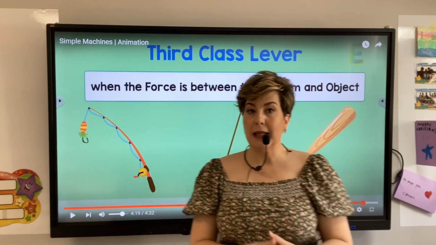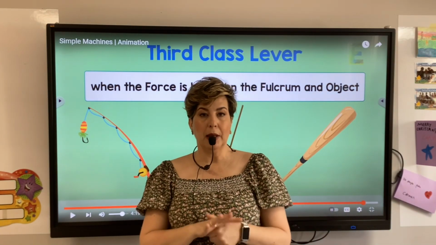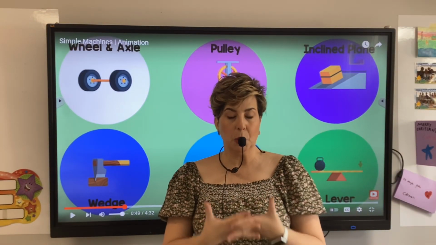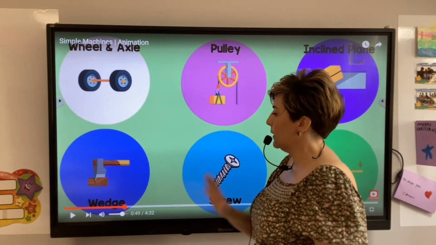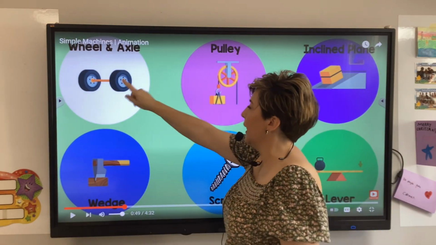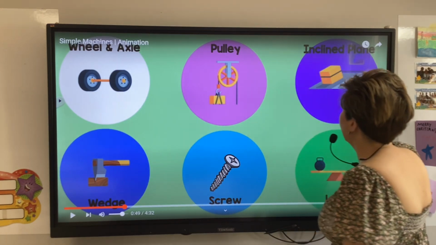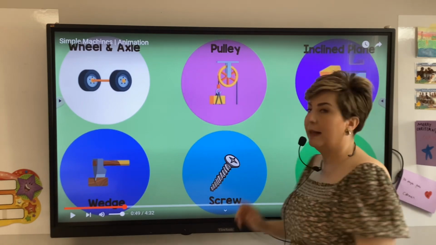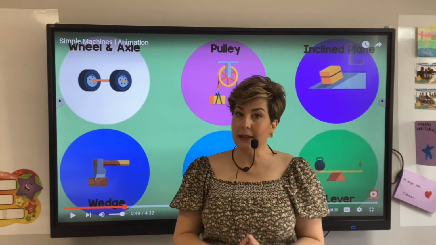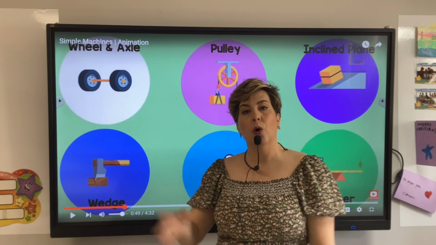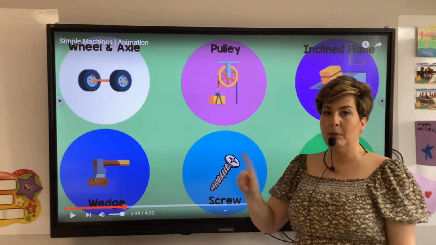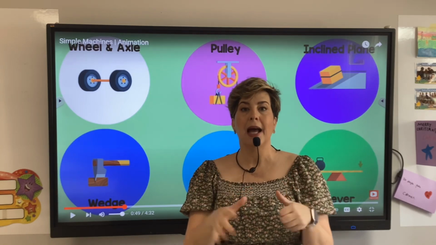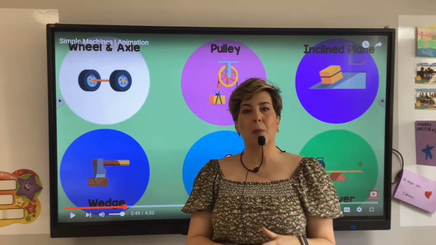Okay, so these are the 6 simple machines that we have studied, okay? The important information that you need to know is that we have 6 simple machines: a wheel and an axle, a pulley, an inclined plane, a wedge, a screw, and a lever. And the examples of the uses of these 6 simple machines. That was super important. The 6 simple machines and their uses. Okay, let's go back to the unit.